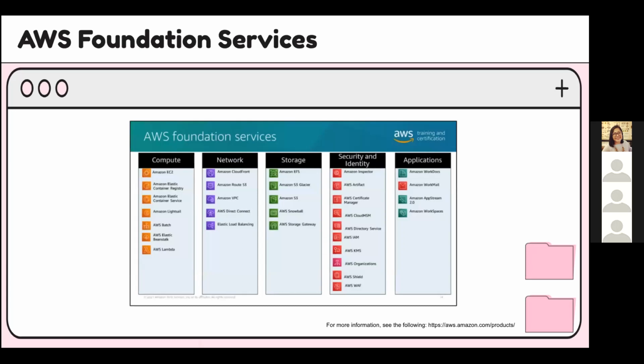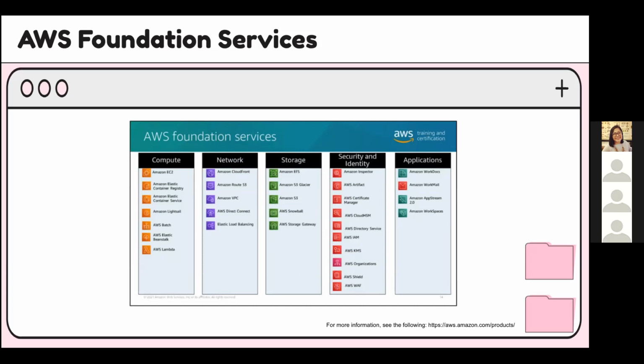for the AWS foundational services, they are categorized per service. For example, for compute, what does AWS offer? We will become familiar with Amazon EC2. Compute is like the virtual machines, servers, which you can compare to our on-prem environment.